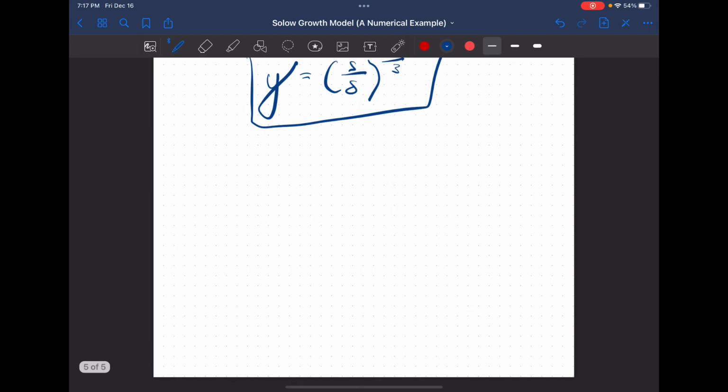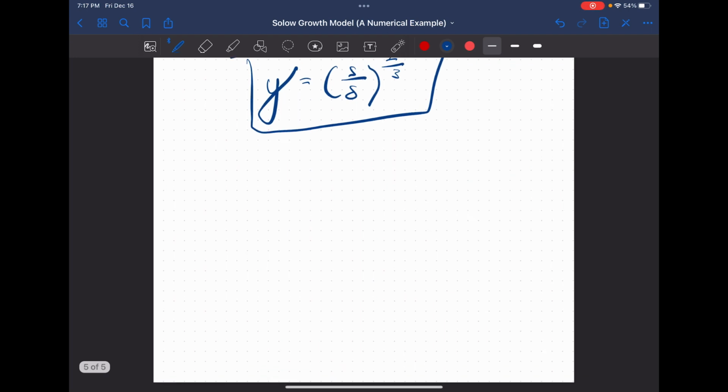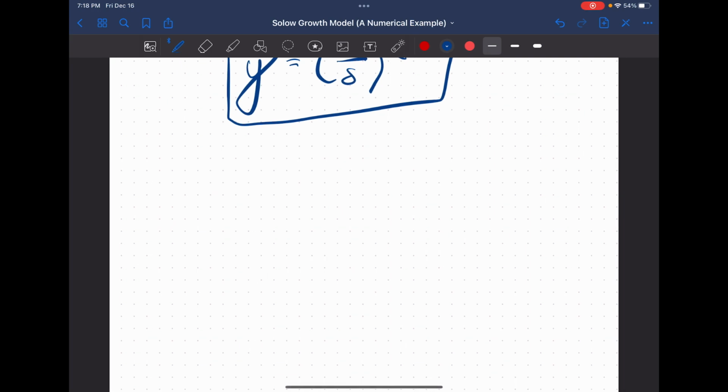For the last bit, what is the steady state consumption per worker? We know that consumption is C equals y minus I. Why is this? Because in the Solow growth model, our output y is a function of what we consume and what we save, which is what we invest basically. So y is consumption plus investment.